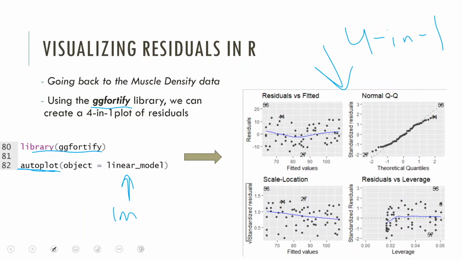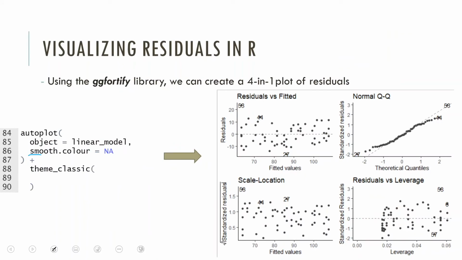There are a few issues that I have with this already. One, this background is kind of ugly. It hinders the overall pattern a little bit. If there is a pattern and it's subtle, it might influence your eye to say, oh, maybe there's a pattern when it's not really there. The same thing with this blue line here: it can be misleading as far as curvature goes. So in this next slide, I add smooth.color equals NA and theme_classic, and it gets rid of the background and it gets rid of the line.